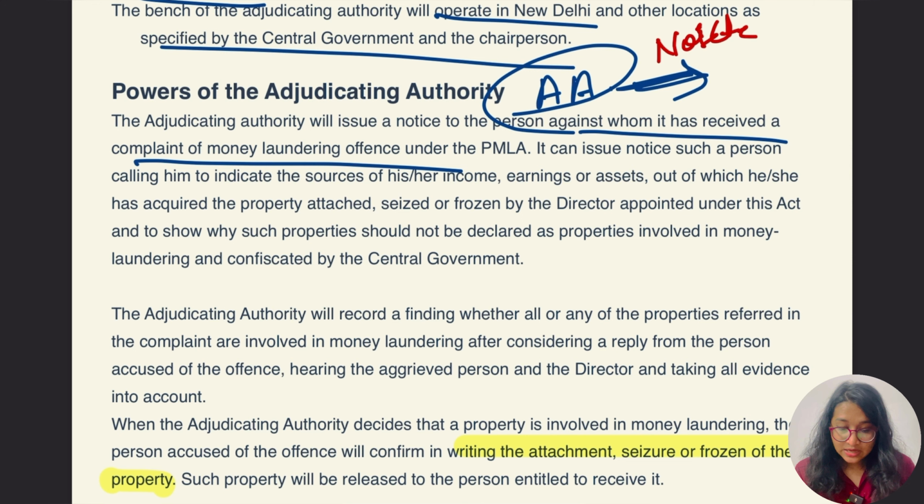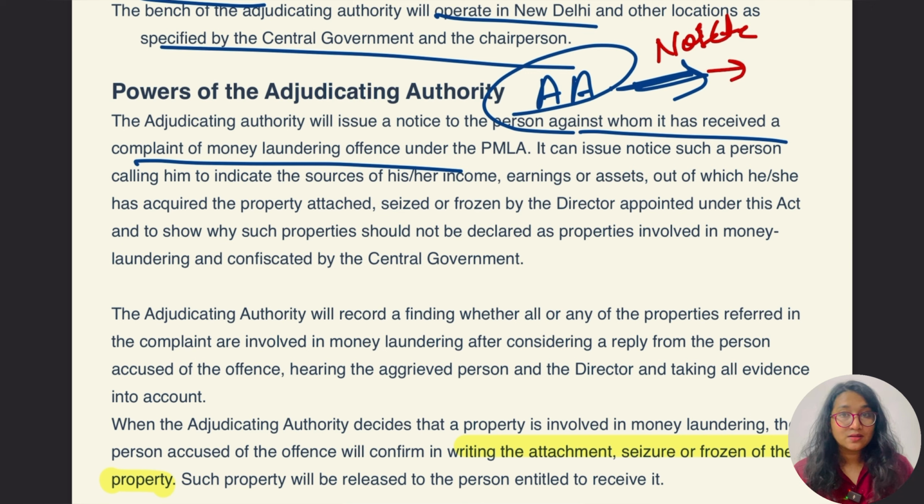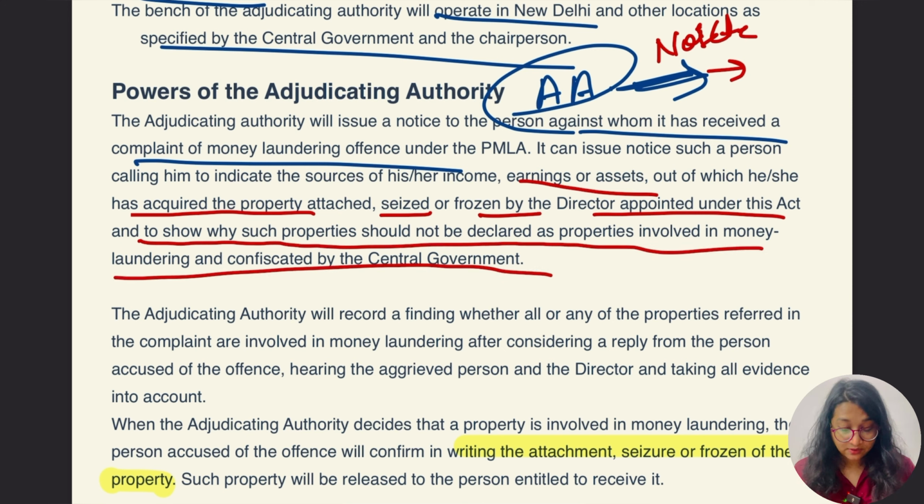It can issue a notice to such a person calling him to indicate the source of his income. Okay, so the AA is going to say you have to indicate in that notice the specification about the total income, the sources of income, earnings, assets out of which he or she has acquired the property attached, seized, or frozen by the director appointed under this act, and to show why such property should not be declared as property involved in money laundering and confiscated by the central government.